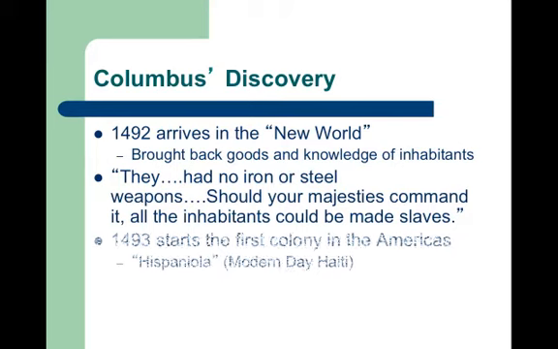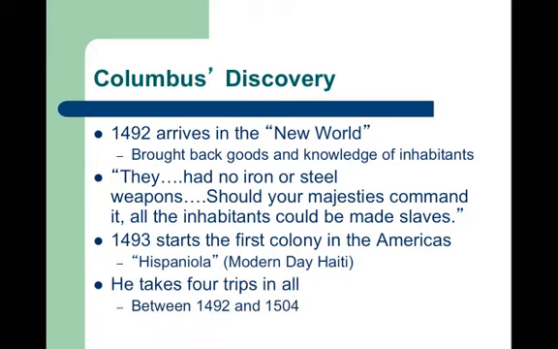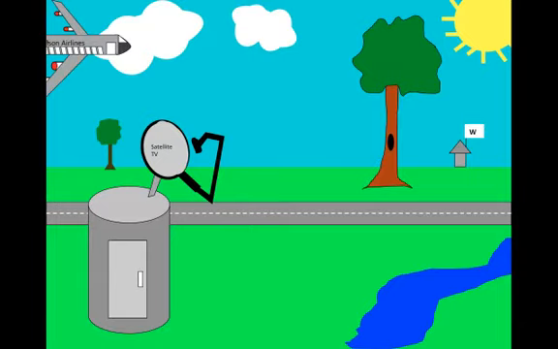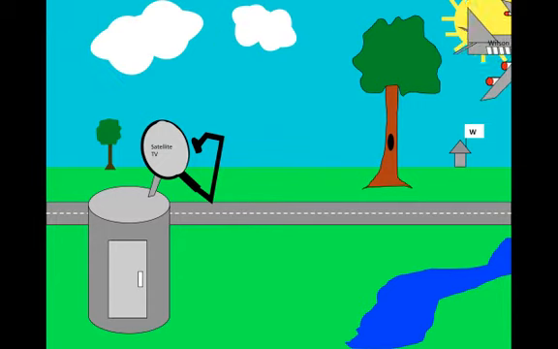Interesting perspective. Well, in 1493, he goes back again, and he starts the first colony in the Americas, which is known as Hispaniola, on the island that is modern-day Haiti. He takes 4 trips in all between 1492 and 1504. And I'll show them to you here in a few minutes.